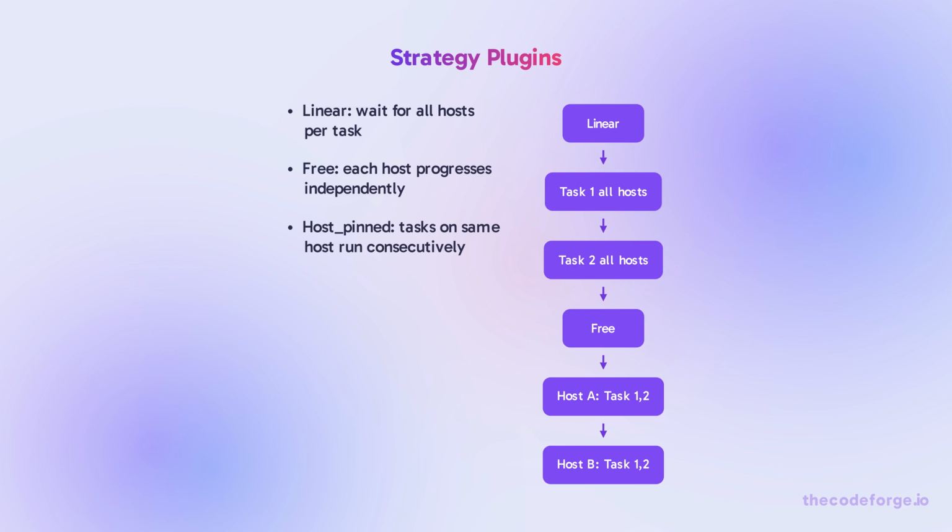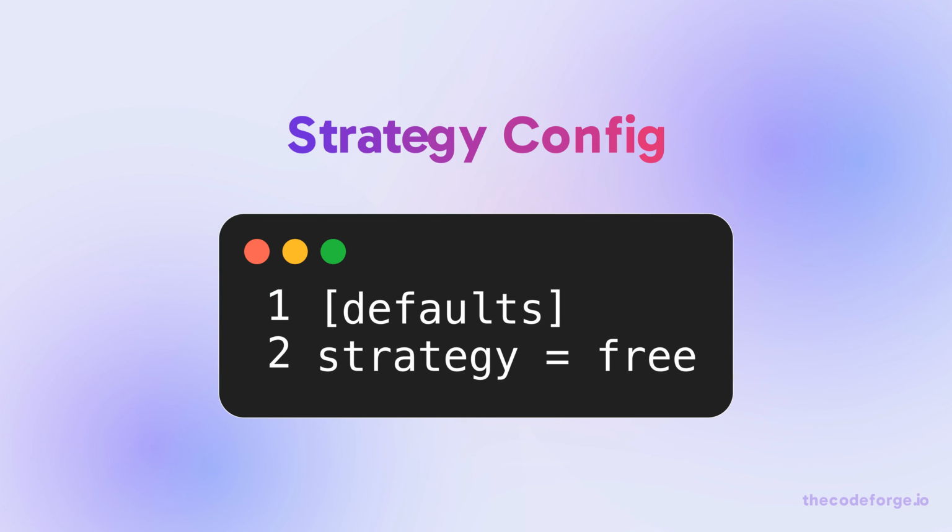Ansible's strategy plugin determines how tasks are executed across hosts. Linear waits for all hosts to complete a task before moving to the next. Free allows each host to progress independently. Host-pinned is like free, but ensures tasks on the same host run consecutively. Set strategy in ansible.cfg, or per playbook. Free reduces runtime for independent hosts, but can cause race conditions if tasks aren't idempotent.